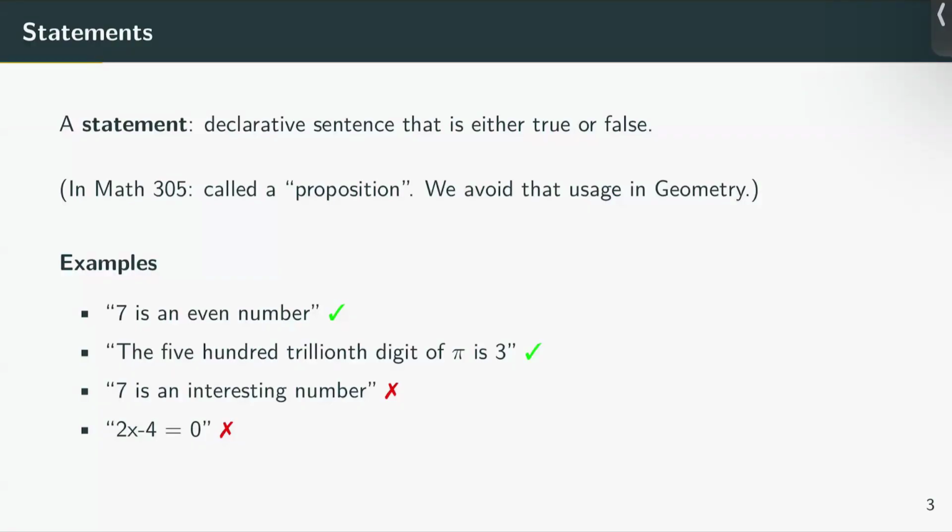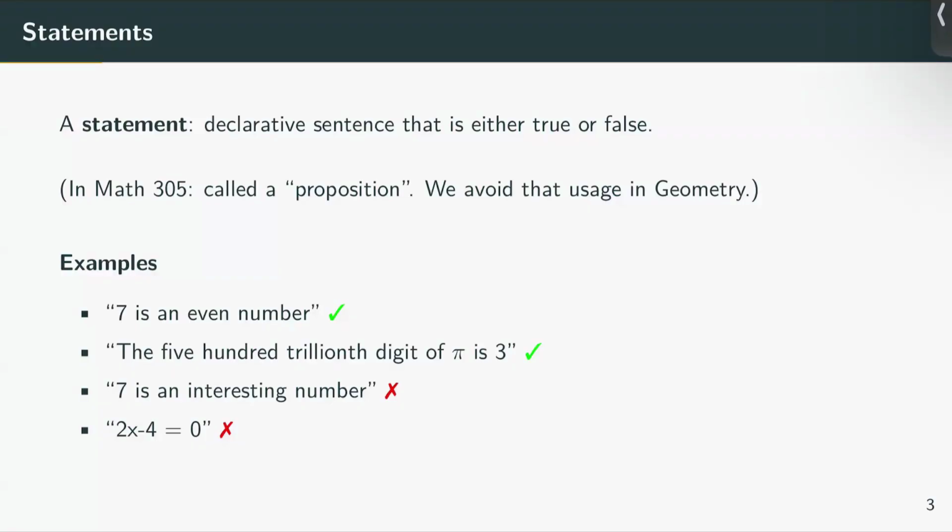Now here are some examples of non-statements. 7 is an interesting number. That's a value judgment, right? That's not something that has a true or false value to it. And here's a more interesting example. 2x minus 4 equals 0. That is not a statement because its truth value depends on this variable x. So it itself is not a statement.